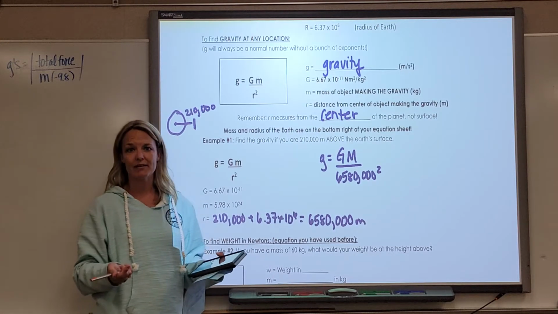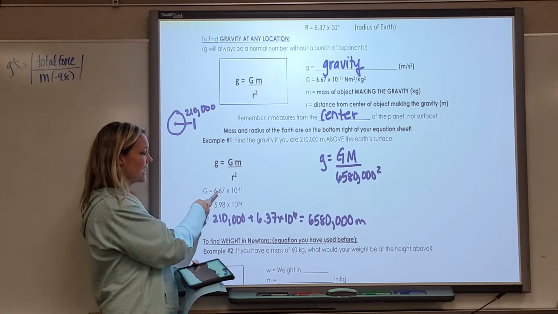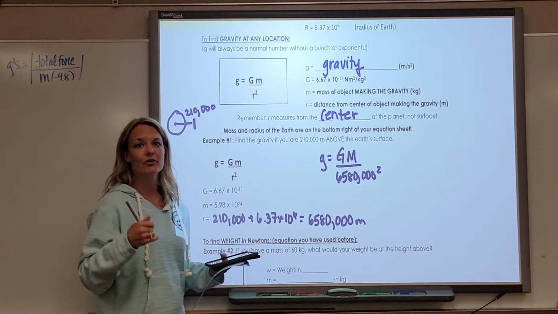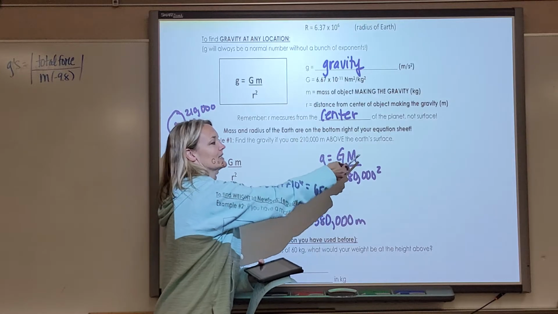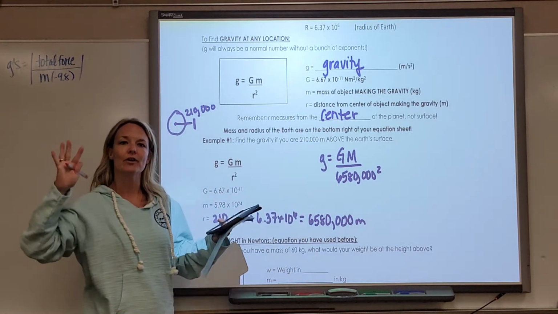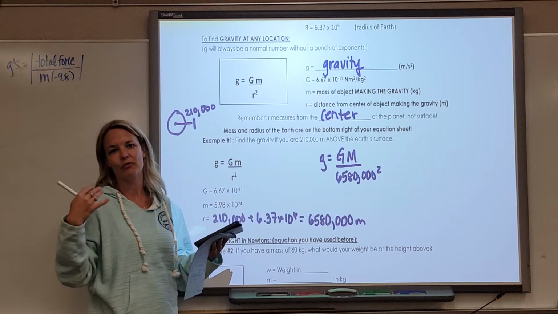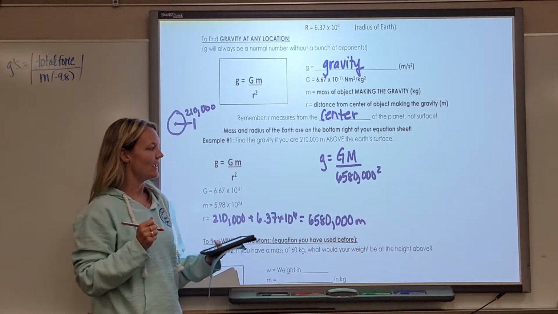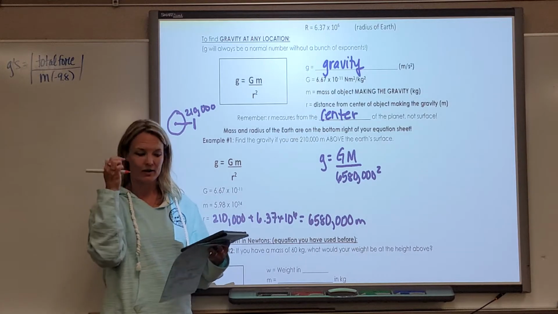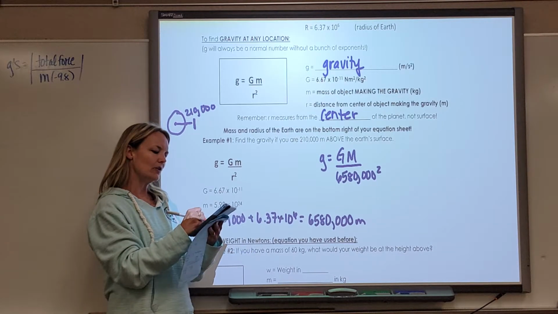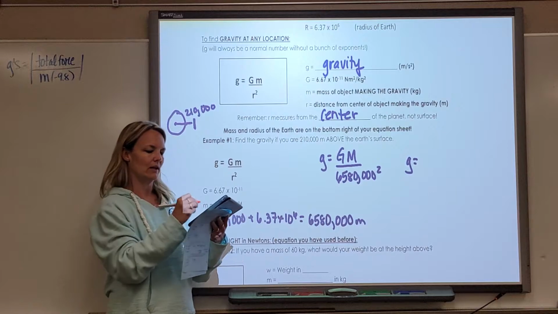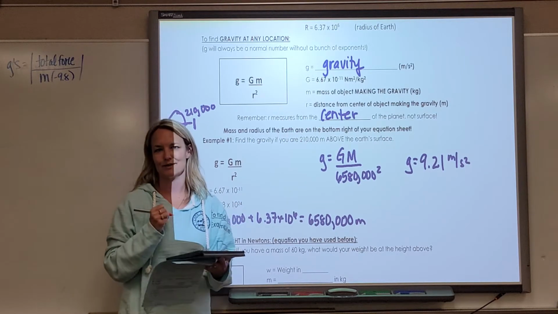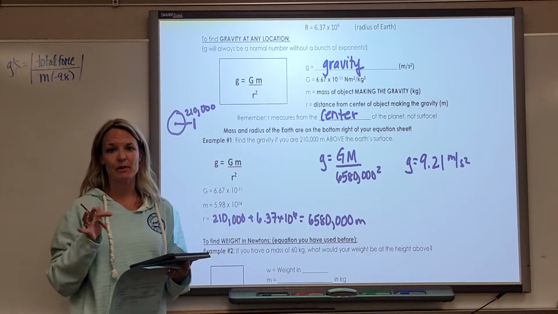All right, into your calculator, the easiest way to do it: you can type in this times this, you've got to use parentheses, or you can just go alpha G times alpha M. Hit enter and you will get a very large number, and then you'll divide it by the 6,580,000 squared. Don't forget to square it, and you will find a gravity of 9.21, and it'll be in meters per second squared. Okay, please try typing that in for me.